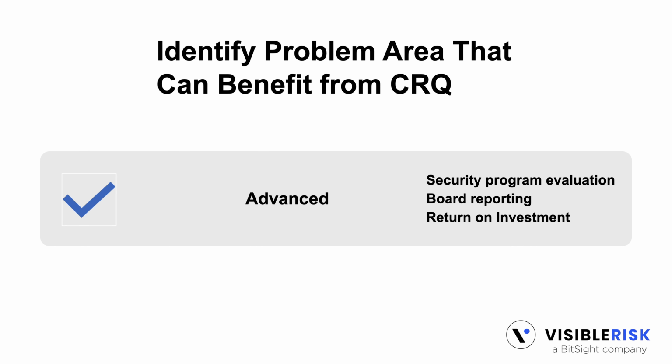Areas that are too advanced for a quick win, but are good to keep in mind for a longer-term CRQ program implementation, are things like overall security program evaluation. This helps you understand if you're putting the right resources to different parts of your cybersecurity operation and your IT team to make sure that you're getting the benefits that you need out of the investments in those areas. Another advanced area is doing board reporting.